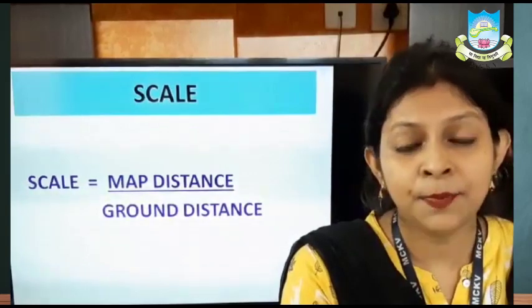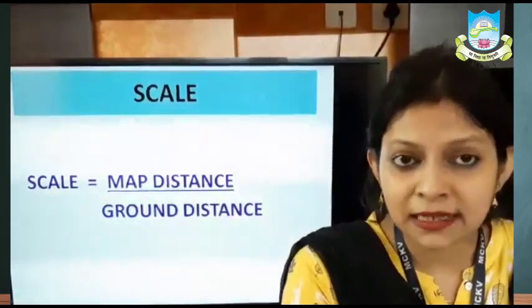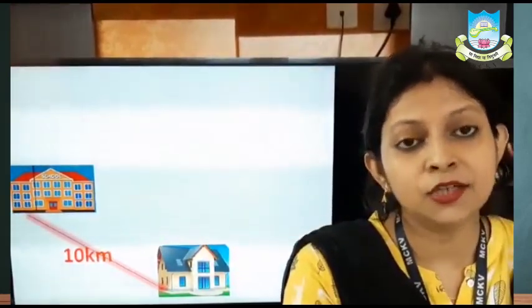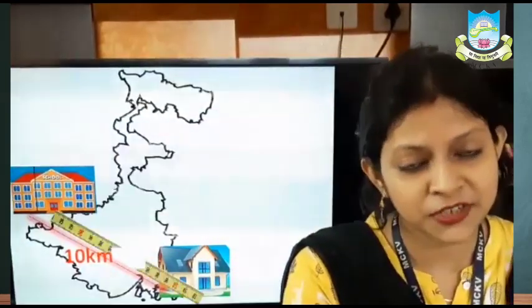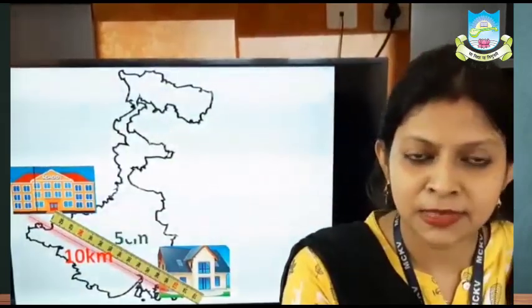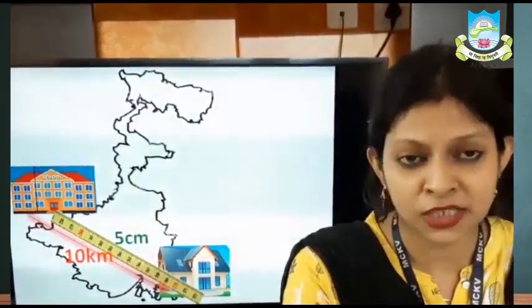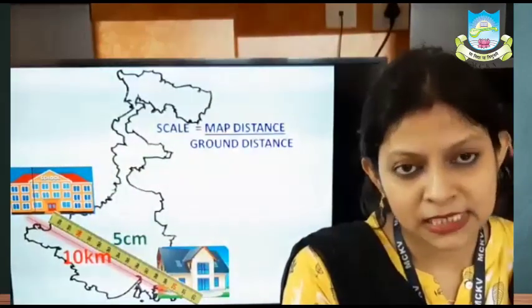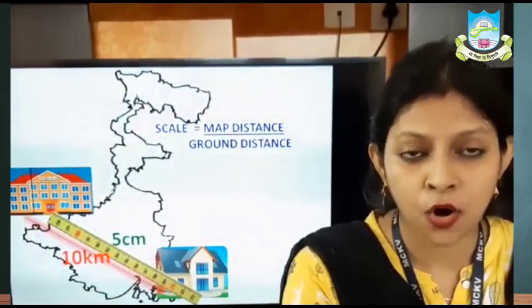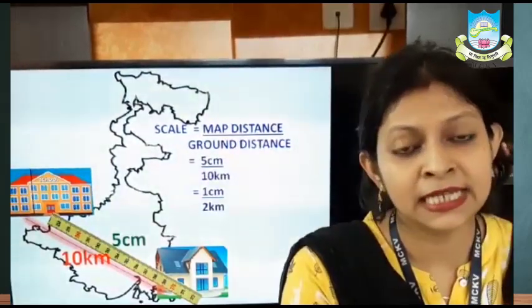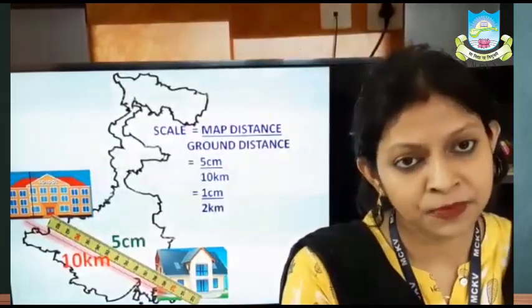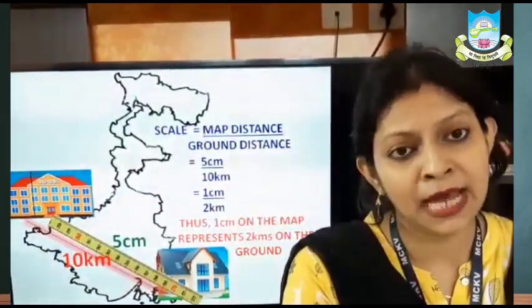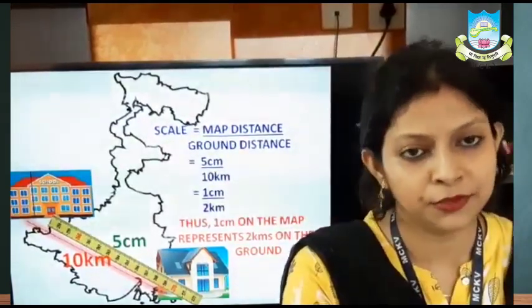Let us take help of an easy example to understand the concept of scale. Suppose the distance between your house and your school is 10 kilometers on ground. When you measure it on a map with the help of a measuring scale, it appears to be 5 centimeters. As per the formula we learnt just now, scale is equal to map distance divided by ground distance, or 5 centimeters divided by 10 kilometers, or 1 centimeter divided by 2 kilometers. Thus, every 1 centimeter on the map will represent 2 kilometers on the ground.